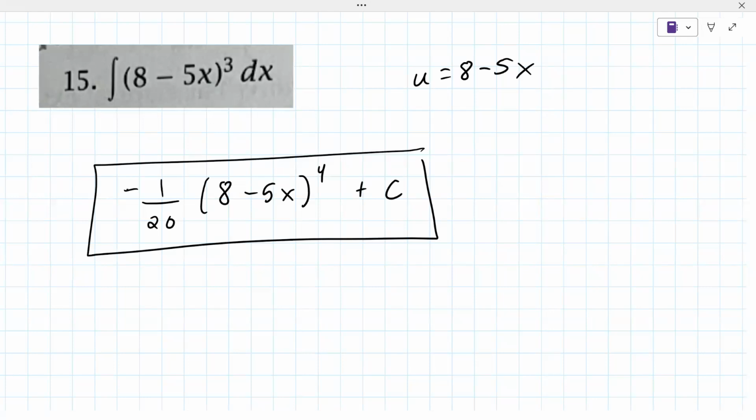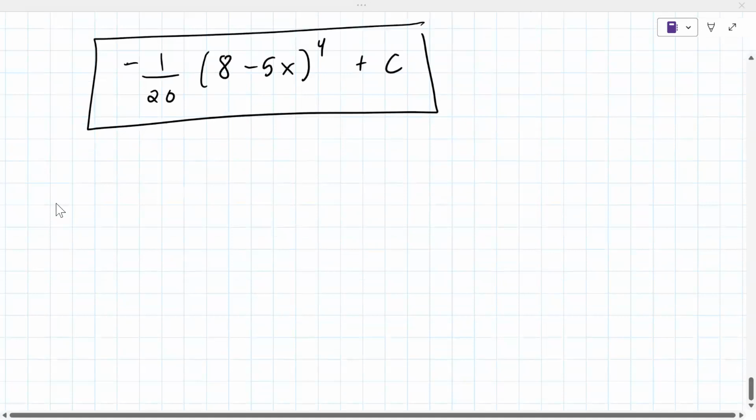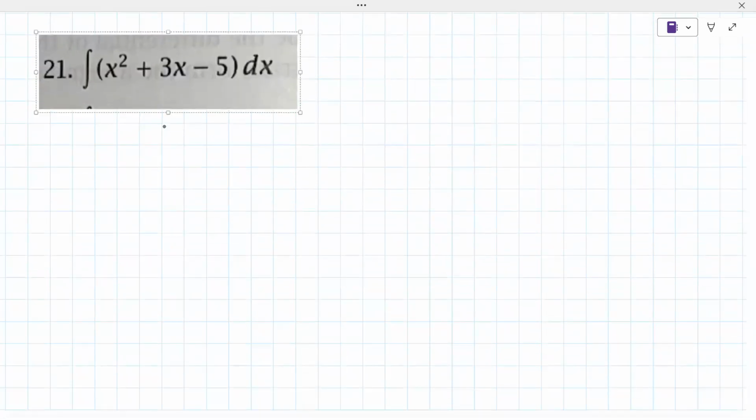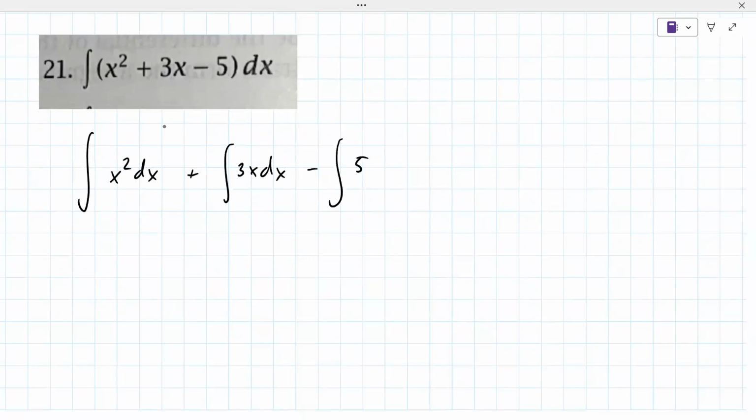Is it okay if we do these out of order? I'd like to do 21 next. So maybe the first time you see this, the instructor might say you can write the integral of x squared dx plus integral 3x dx minus integral 5 dx, but you don't have to do that. You can just keep applying the same rules that we've been doing.